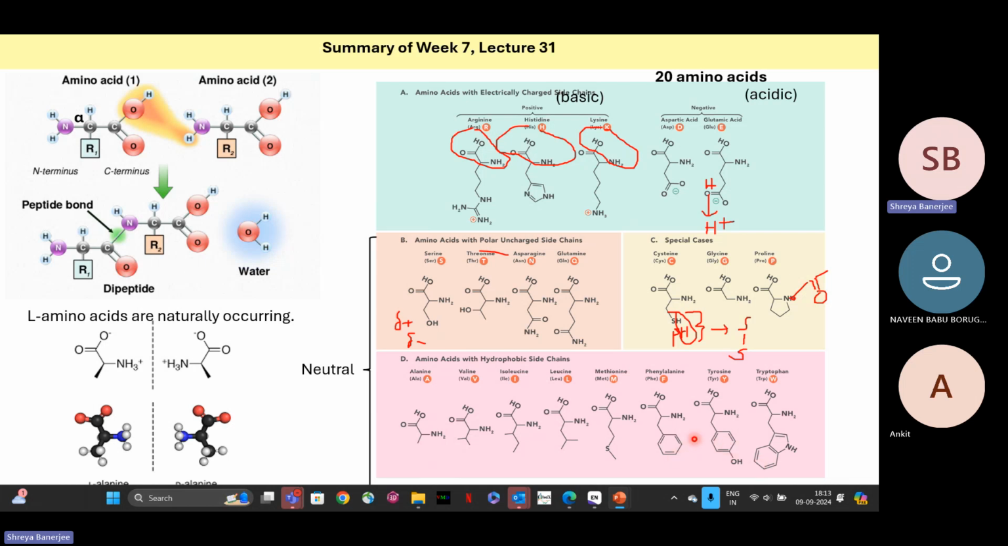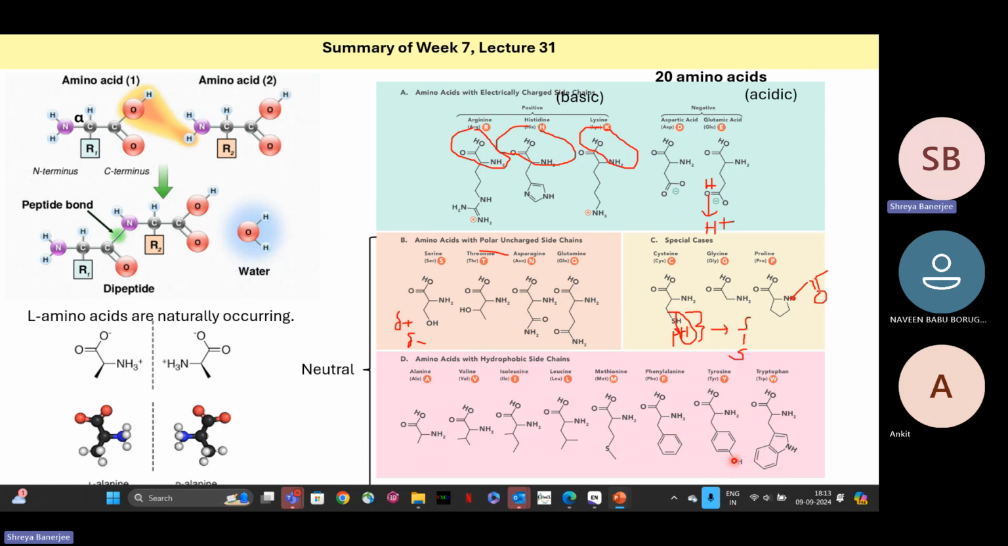Tyrosine is the same as phenylalanine, but there is an OH group at the para position. So you have this, the main backbone of the amino acid, and at the para position, you have an OH group. And finally, there is tryptophan, where you have this kind of an indole ring attached at the R group. So these three are part of the hydrophobic side chain amino acids.